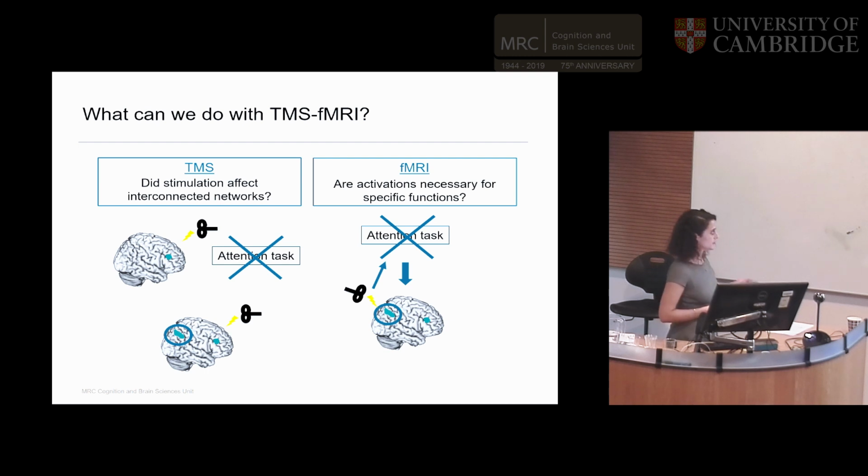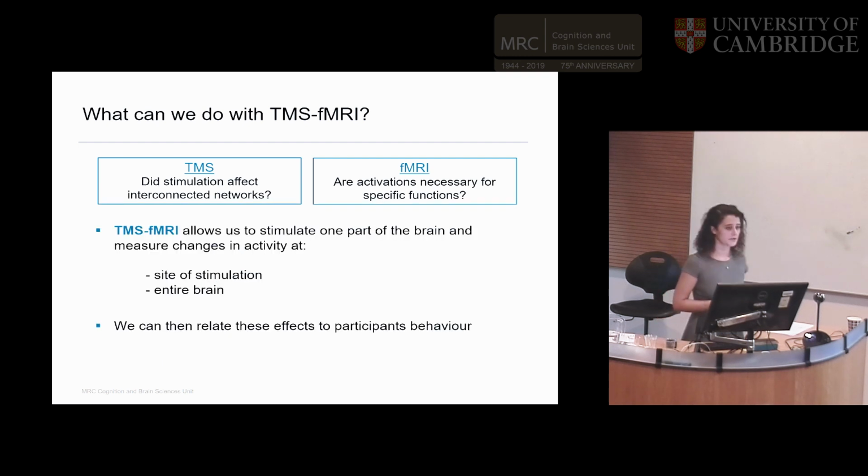So that leads us on to the combination of using the two together. With TMS-fMRI, we can stimulate one part of the brain and then look at modulated activation across the rest of the brain, the site that you've stimulated, potentially even subcortical structures. That's really nice because, as was touched upon, we don't really know about the neural effects of TMS, so it can teach us something about that. Also, it will hopefully tell us something about neural function.